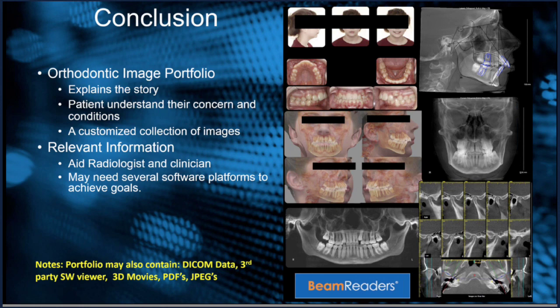It may also need several software platforms to achieve the goals. The images that you saw in my portfolio required several different image platforms to get all the information extracted. And other notes, portfolios may also include the DICOM data, third-party software viewers, such as maybe Dolphin Imaging, and we might also import 3D movies and save them as PDF documents or JPEGs.